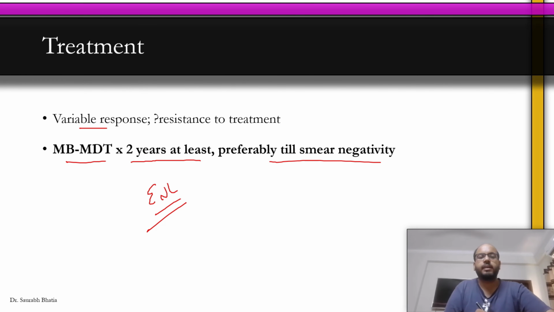After treatment, the histoid leprosy patient shows variable response and there can be resistance to treatment. Remember, in the initial few slides, we discussed that resistance to treatment is actually one of the reasons that a person can go towards histoid leprosy. Let's move forward.